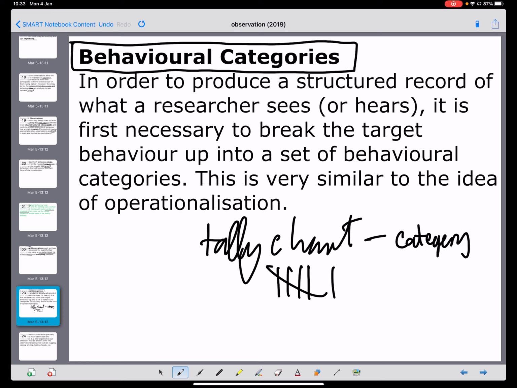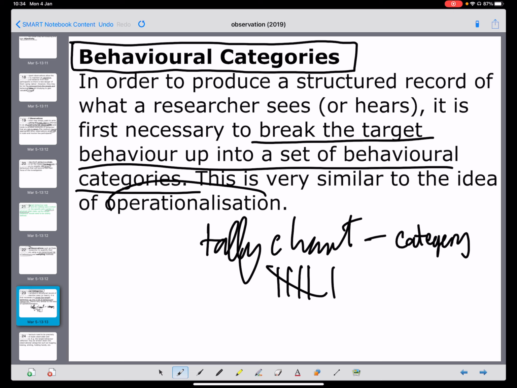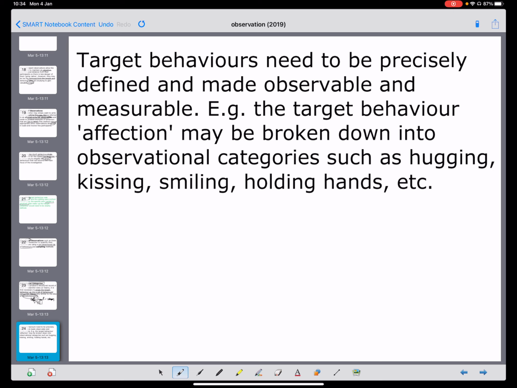Okay, so we see that what we need to do is to break the target behaviour into a set of behavioural categories. And it's very similar to operationalising the behaviour that I'm trying to observe. Of course, what I'm trying to do is precisely define my behaviour in order to make my observation measurable. Okay, so you see the example here. It says the target behaviour affection may be broken down into observational categories such as hugging, kissing, smiling, holding hands.